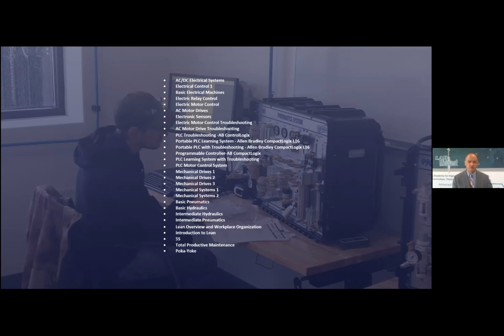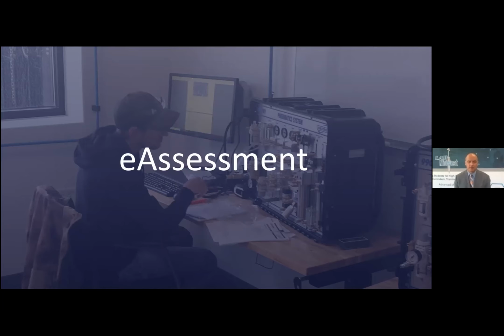Maybe they had courses in AC/DC electrical systems when they were in technical college. Maybe they've learned enough about that in their job that putting them back through a course like that would be an inefficient use of their time. So what we can do is assess them in terms of what their skills and competencies are and begin their learning exactly where the knowledge ends and the learning opportunity begins.